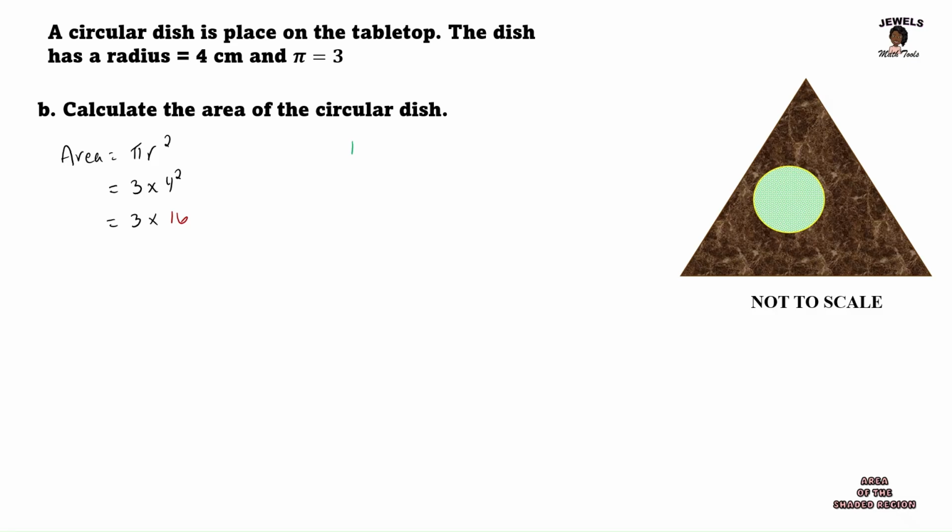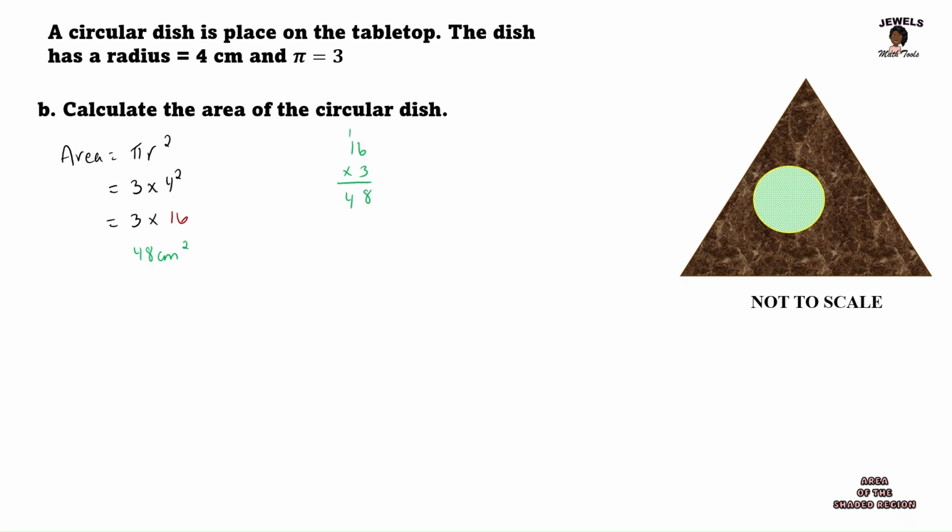And again, some of you are at that stage where you can work this out without having to go through the extra work. So 3 times 6 is equal to 18. We put our 8, carry the 1. 3 times 1 is equal to 3, plus 1 is equal to 4. So therefore, our area of our circular dish is 48, and that is centimeters squared.